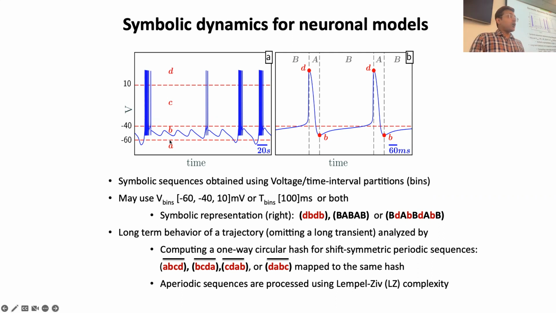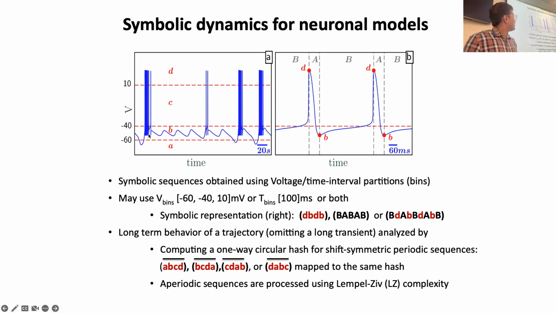In order to study these neuron models and even neural circuits, we are employing a symbolic encoding scheme. So it's a very simple scheme. You could use partitions in voltage or partitions in time. So here we are using 3 partitions. So anything below -60 millivolts is marked by a different symbol, and -60 to -40 is marked by a symbol B, and then C, and then D.